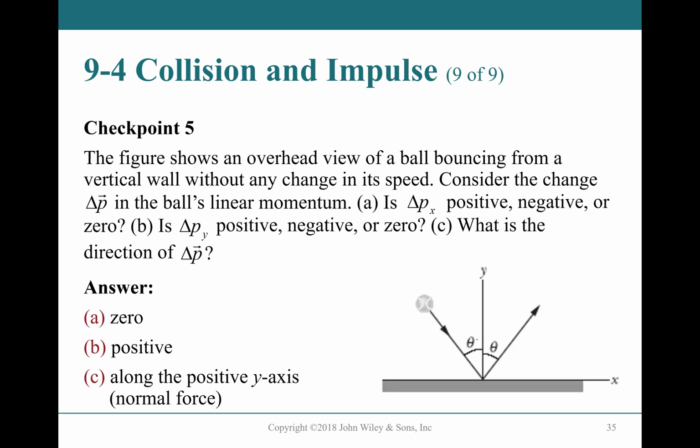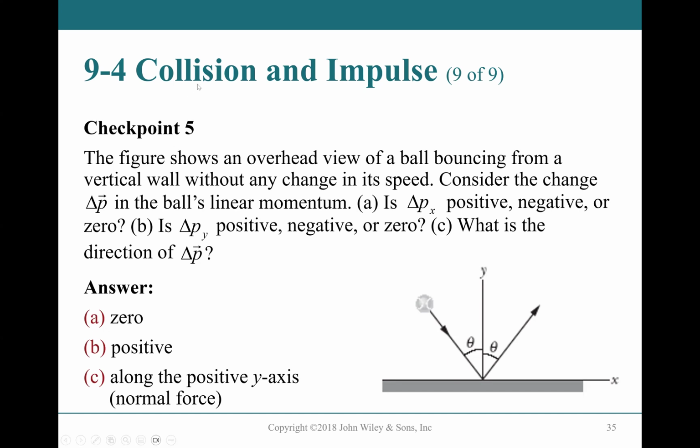Anyway, so let's take a look at this checkpoint here. The figure shows an overhead view of a ball bouncing from a vertical wall without any change in speed. So consider the change delta p in the ball's linear momentum.